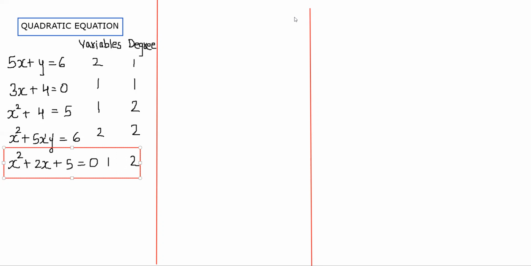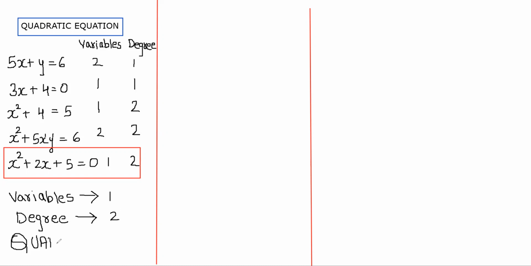So what is a quadratic equation, students? Any equation where two conditions should be satisfied. What are the two conditions? The equation should have only one variable. And what should be the degree of that equation? The degree of the equation is 2. If these two conditions are satisfied, we can say that the equation is a quadratic equation.